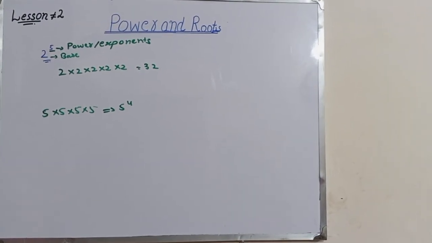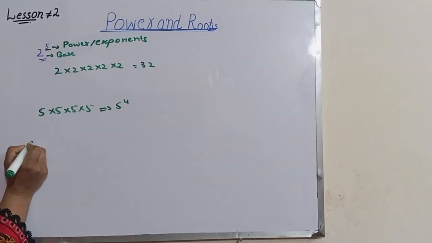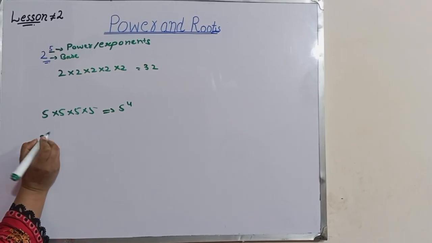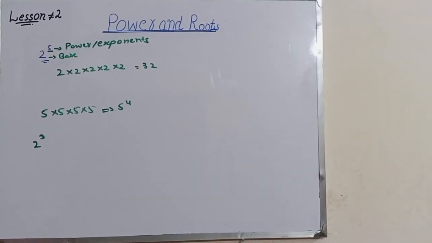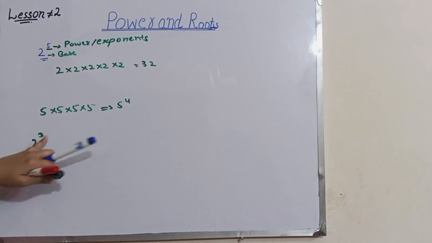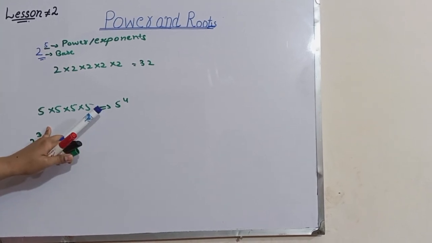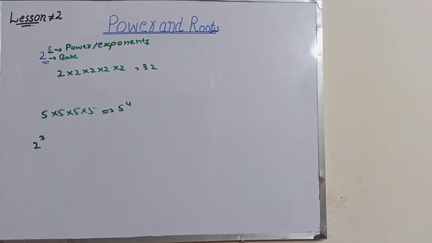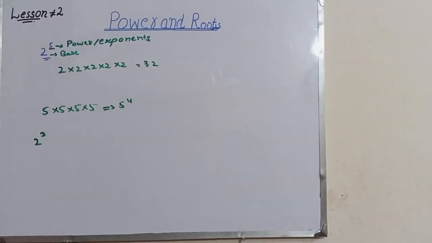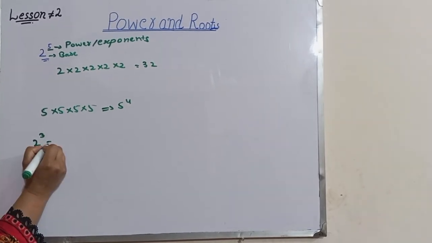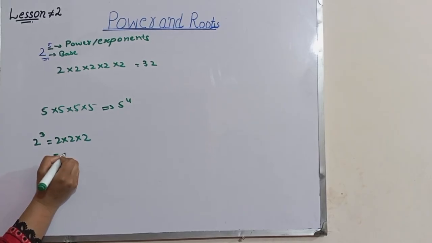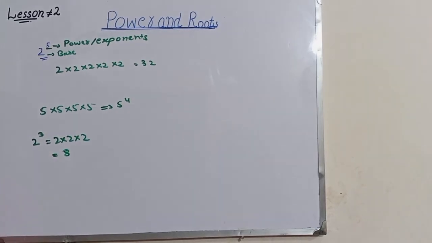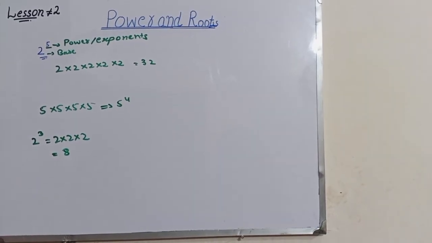So, let's take another expression, 2 to the power 3. The base is 2 and the exponent is 3. That means we multiply 2 by itself 3 times. 2 multiplied by 2 multiplied by 2. It will be 8. The answer will be 8.